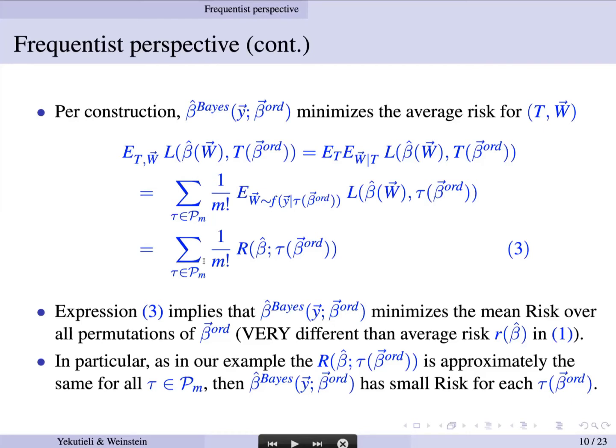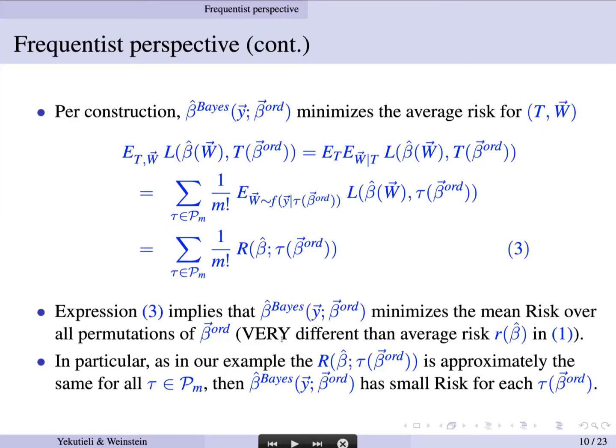And this is what I'm writing in. So what it means is that expression 3 implies that this same Bayes rule minimizes the mean risk over all permutations of beta orders. And I want to point out that this is very different than average risk in 1.